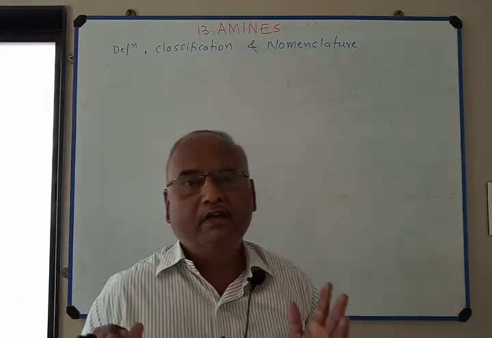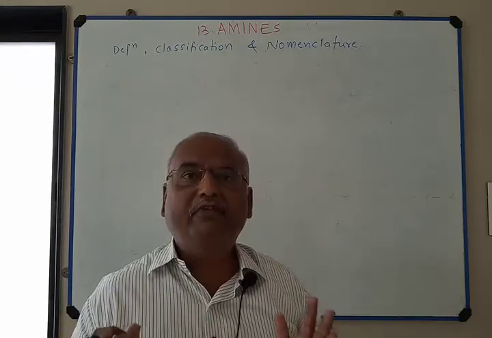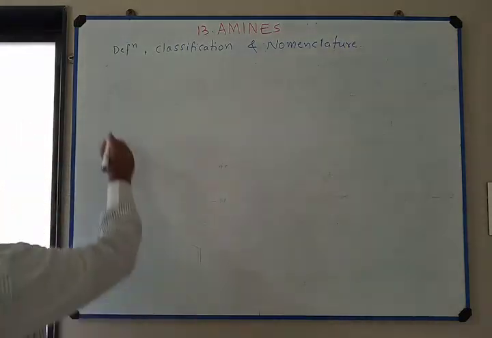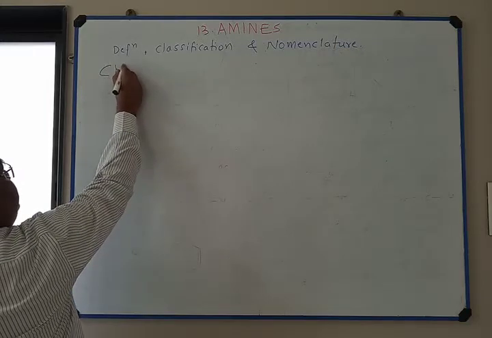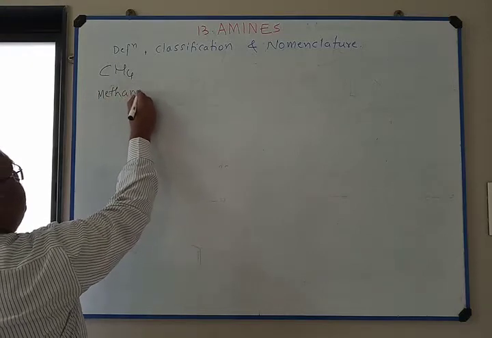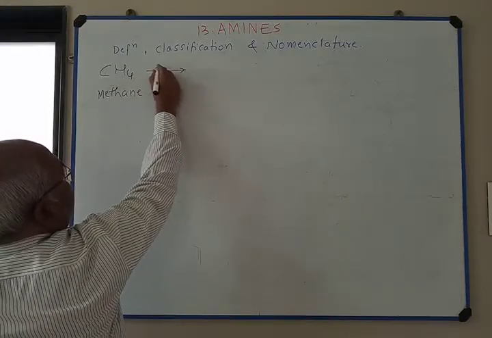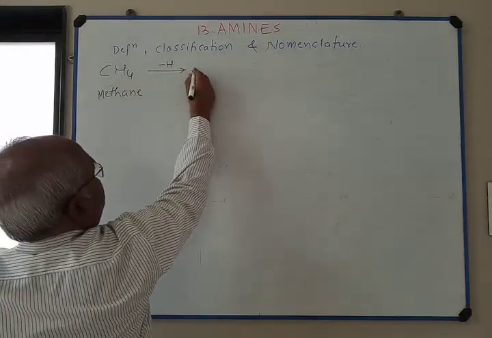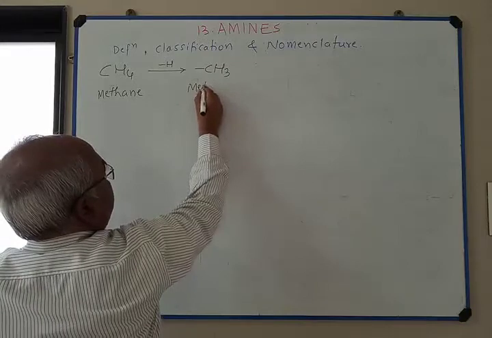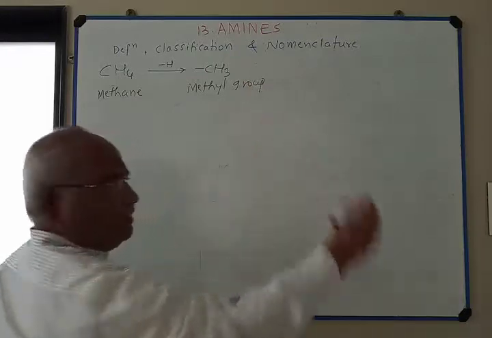Before discussing the actual topic, I want to revise some points that you have studied in your lower classes. So look here, I write CH4. This is methane molecule. I write name of the compound methane. From this methane, I remove one hydrogen atom. This is CH3 group. This group is called methyl group.